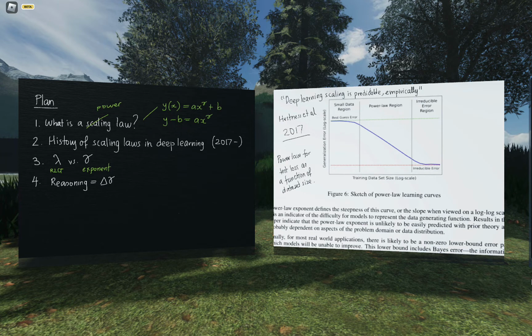So if we go back to this first page here, if I take this formula and I take the logarithm of both sides, I get this. So this is what you'll see in the y-axis in these plots, and this is what you'll see on the x-axis. Right, so in the case we just looked at, x is the data set size, and y minus b is the test error.